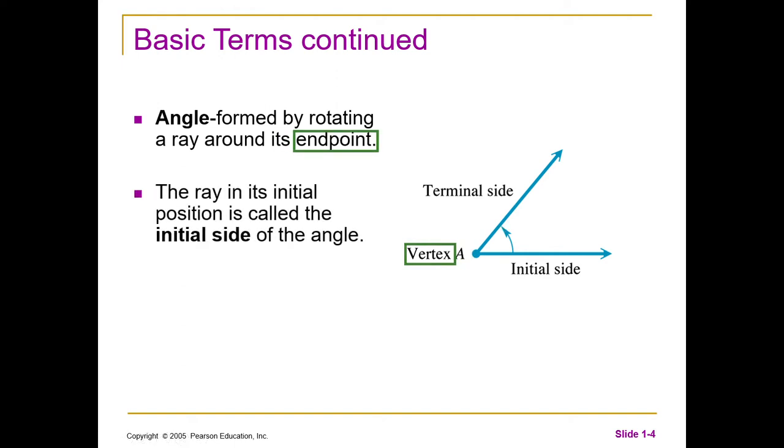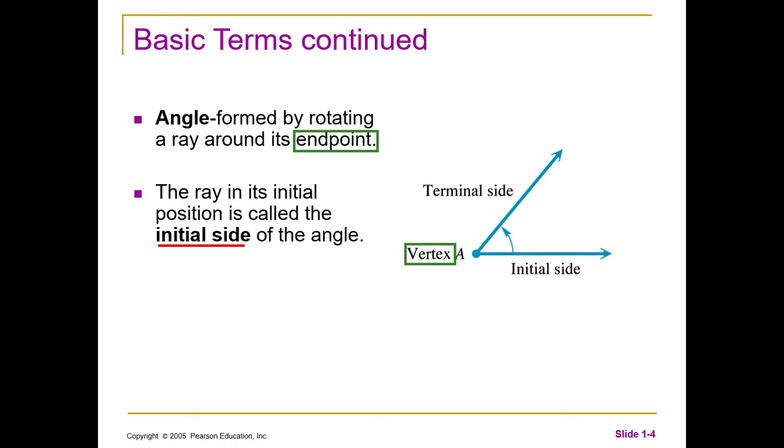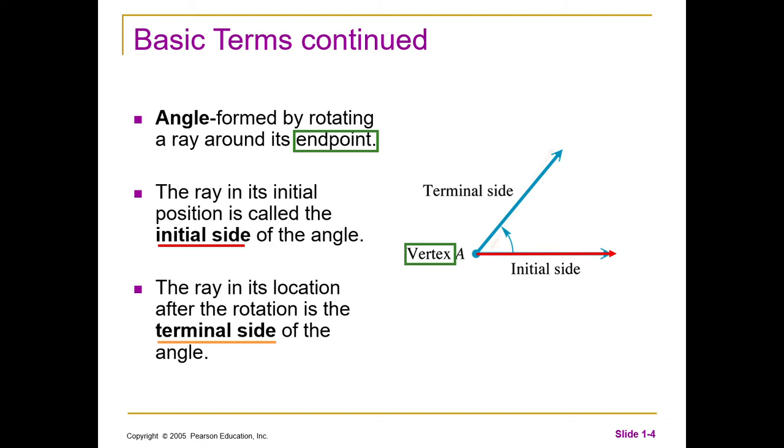So, the ray in its initial position is called the initial side. This will be the initial side. The terminal side is the ray in its location after the rotation; this is the terminal side of the angle.